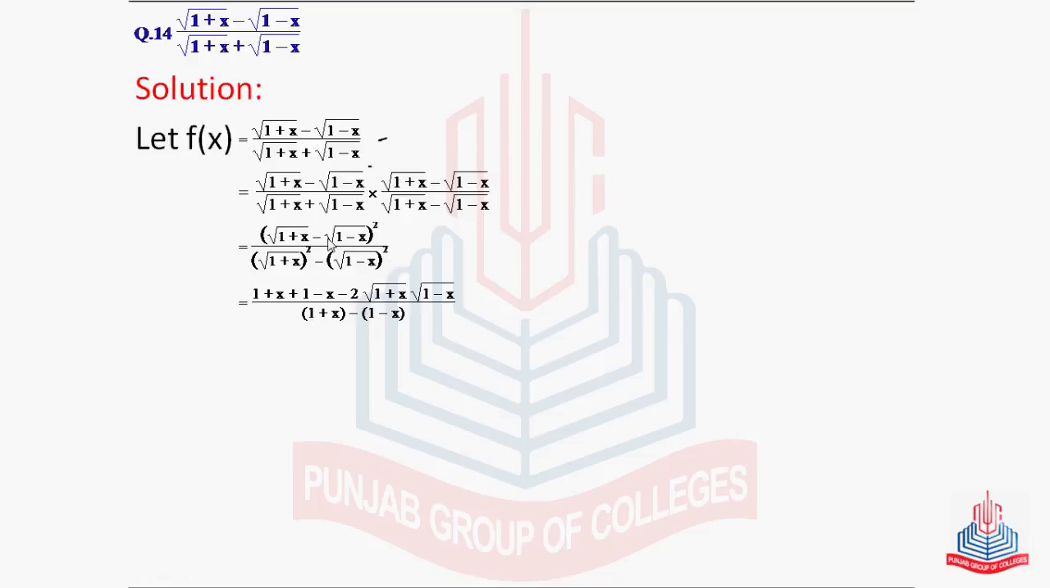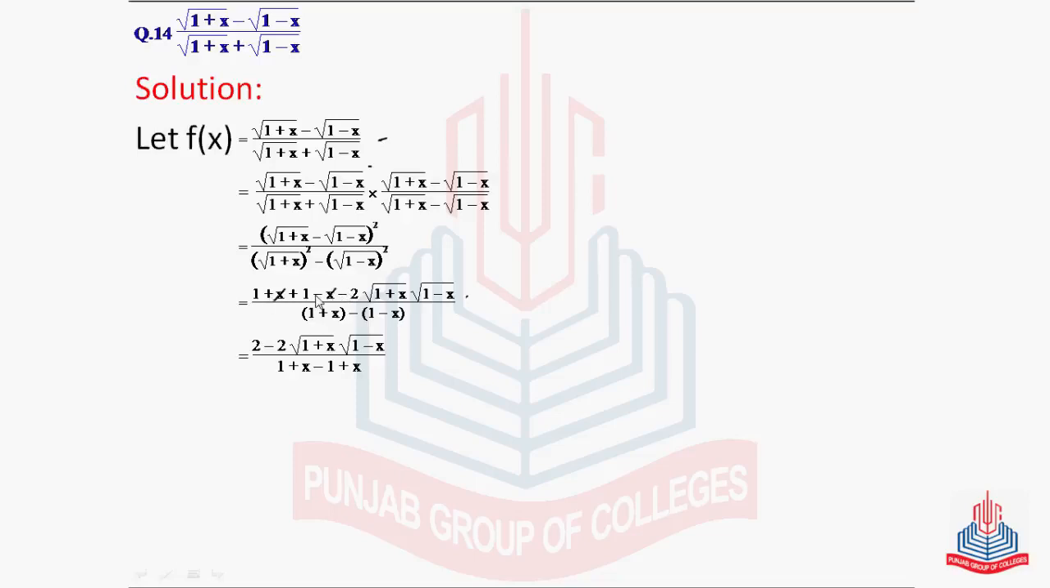We can use here a minus b whole square, that will be a square, so (square root of 1 plus x) whole square will become 1 plus x, then plus the square of square root of 1 minus x, that will become 1 minus x, minus 2ab. This one is a and this one is b, so that will become square root of 1 plus x into square root of 1 minus x. In the denominator, the square and square root will be cancelled out, so we have 1 plus x minus (1 minus x). This plus x and minus x will be cancelled out.